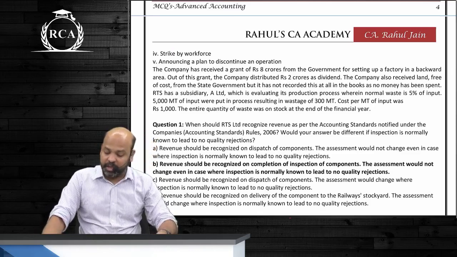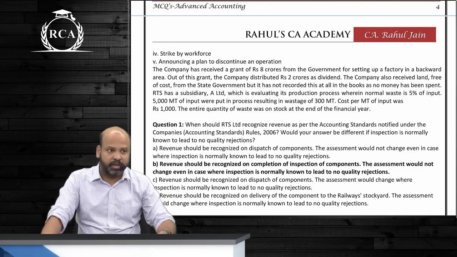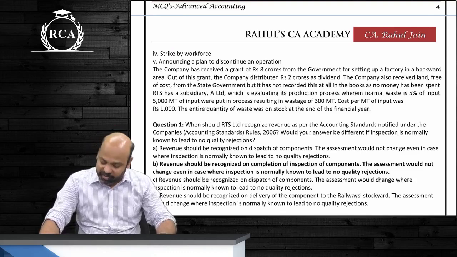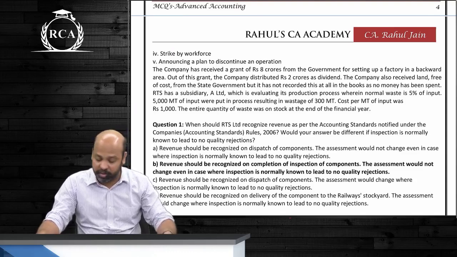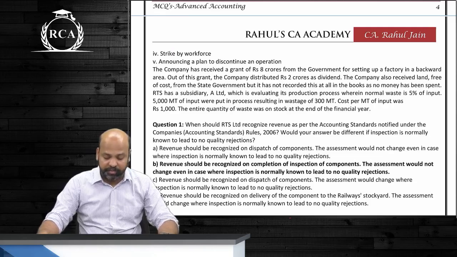Out of this grant, the company distributed 2 crores as dividend. No, it cannot distribute it as dividend. It cannot be utilized for any purpose. It is not a free reserve. The company also received land free of cost from the state government, but it has not recorded this at all in the books as no money has been spent.